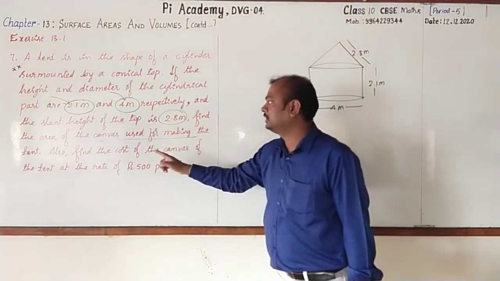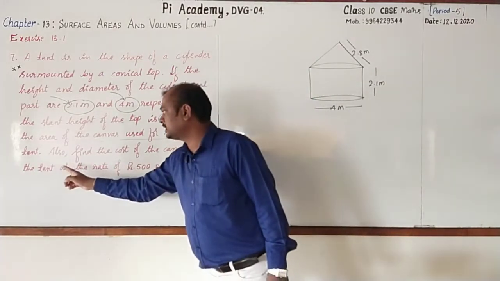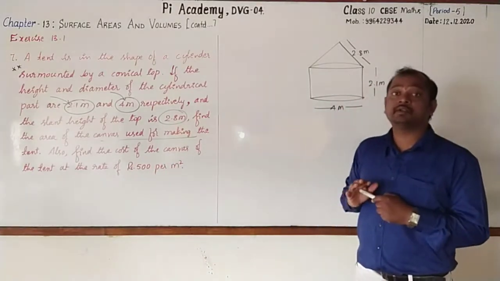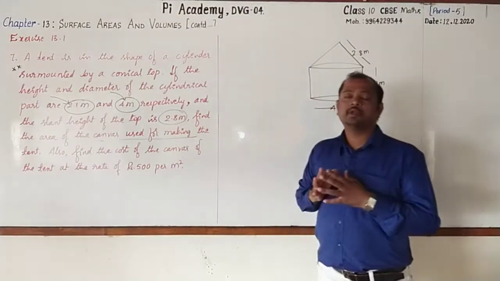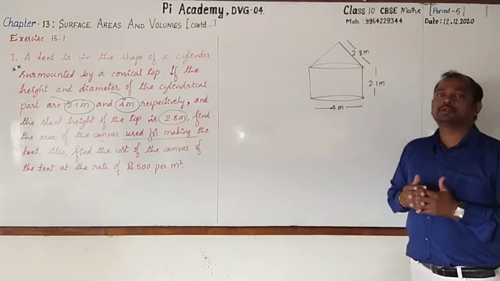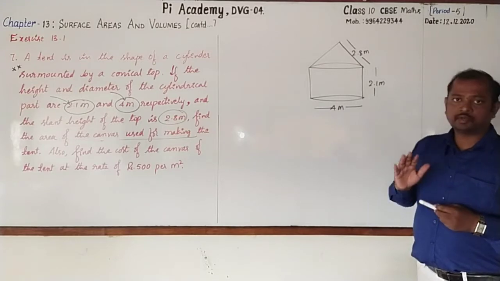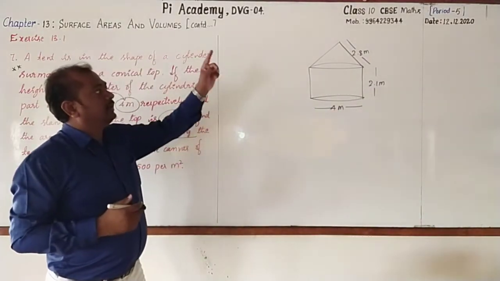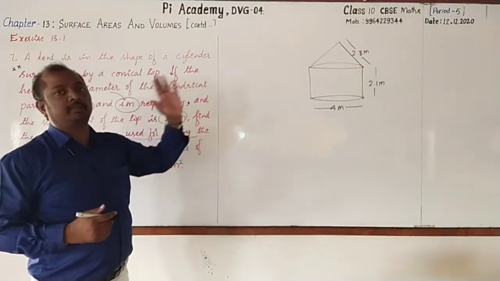Then after that we should also find out the cost of the canvas which is used for making the tent at the rate of rupees 500 per meter square. For every meter square 500 rupees, we should find out the total cost of the canvas used for making this tent. Got it? So first let's go for finding the area of the canvas used for making the tent.